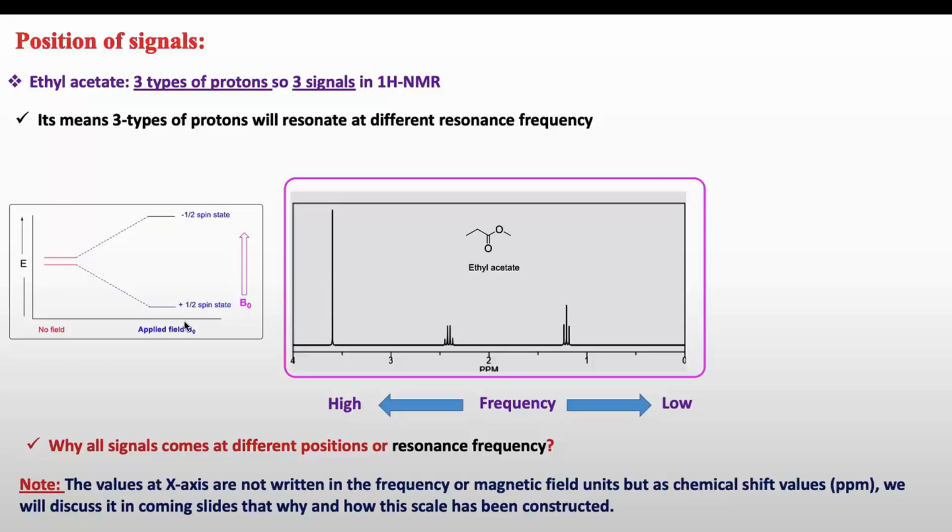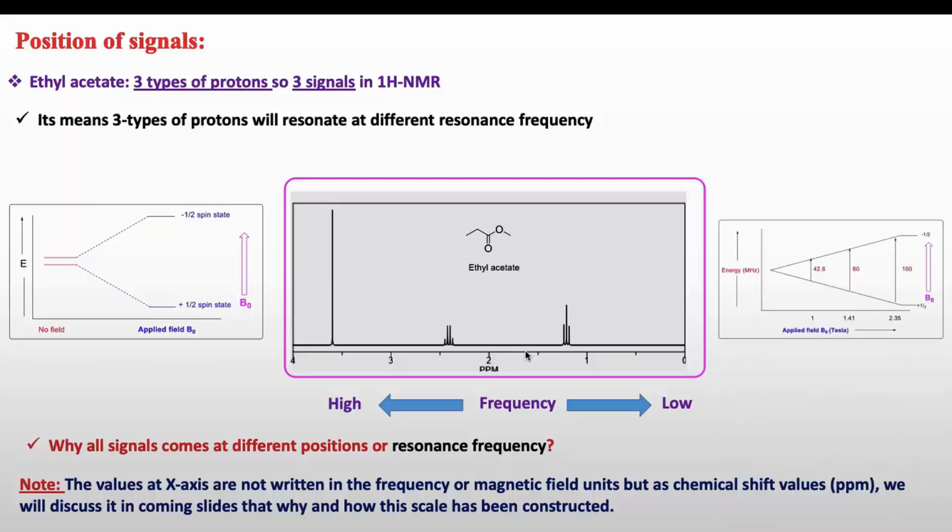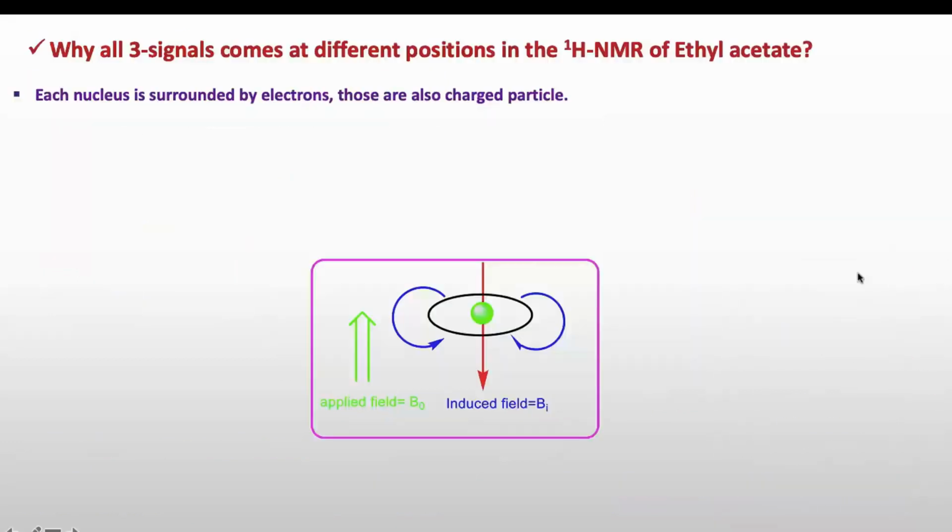But if you see here, the values on the x-axis are not written in frequency or magnetic field units, which we were talking about earlier. It's written in ppm, which is the chemical shift value, and we will discuss why it is written in chemical shift value, not in frequency or magnetic field units. Now come back to our question: why do all three signals come at different positions in the proton NMR of ethyl acetate?